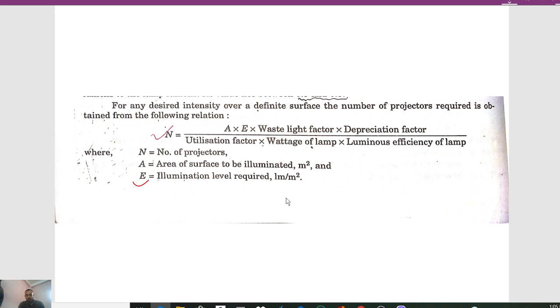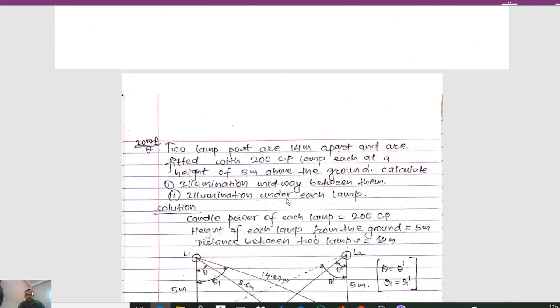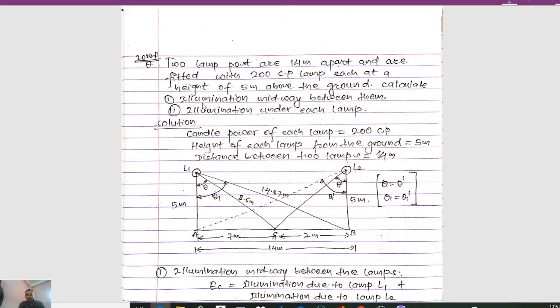So let's see some important numericals that are asked in the final exams. Here we have two lamp posts 14 meters apart, fitted with 200 candle power lamps at a height of 5 meters above the ground. Calculate first the illumination midway between them, and second the illumination under each lamp. So the candle power of each lamp is 200 CP, the height of each lamp from the ground is the same, 5 meters, and the distance between the two lamps is 14 meters.